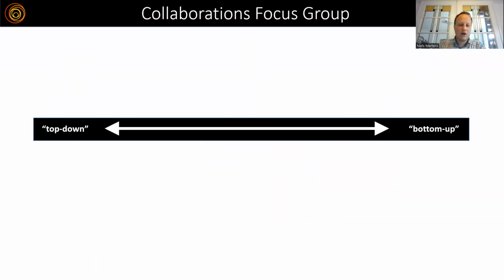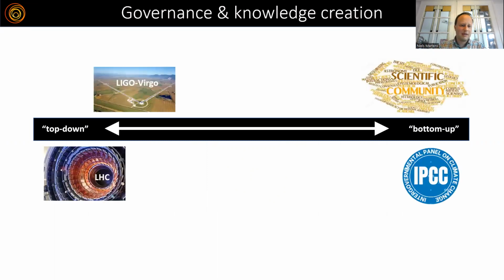So one way of understanding what we're trying to do is via this one-dimensional spectrum of governance structures, or relatedly social epistemologies. And I'm going to call one extreme the top-down type of collaborations, and the other extreme the bottom-up type of collaborations. A paradigmatic top-down example is, for instance, Atlas at CERN.